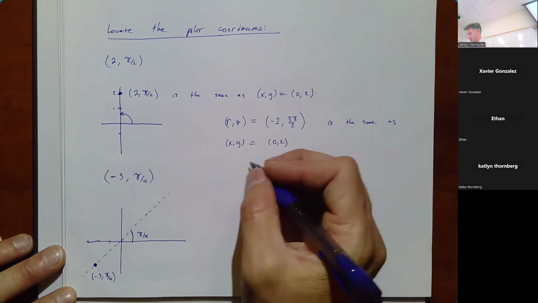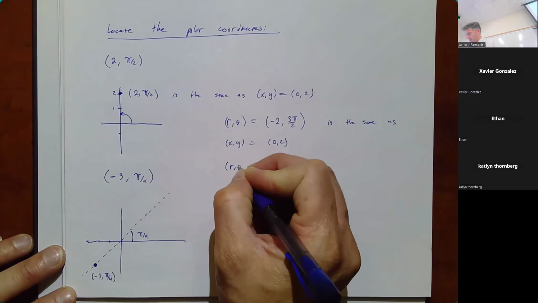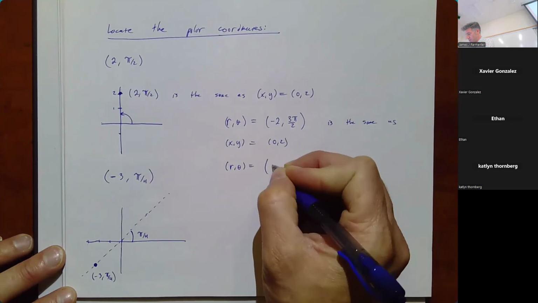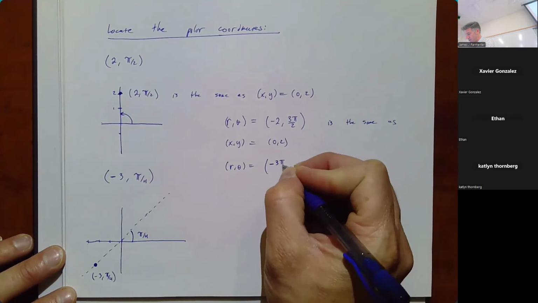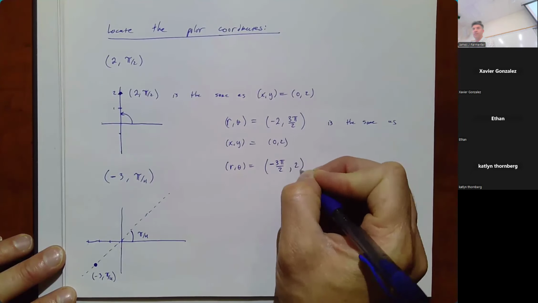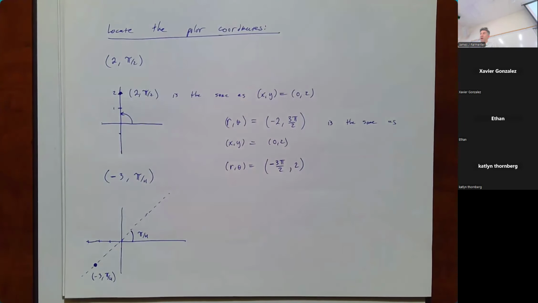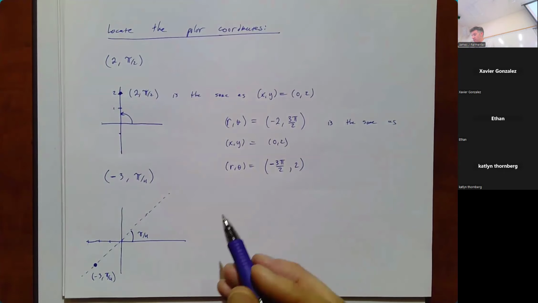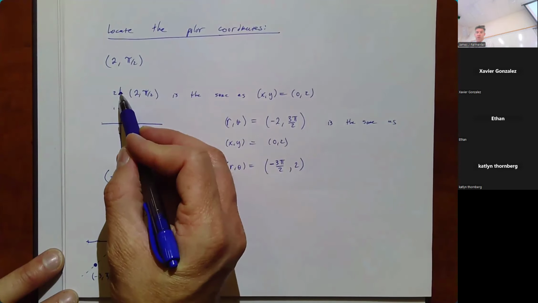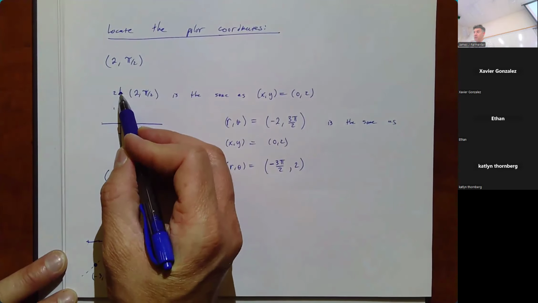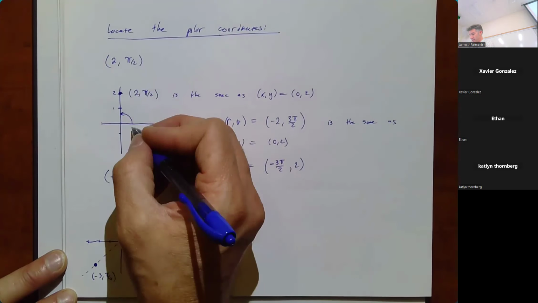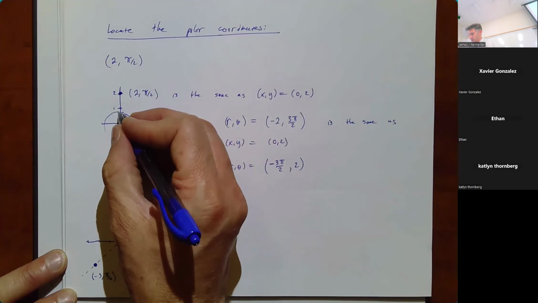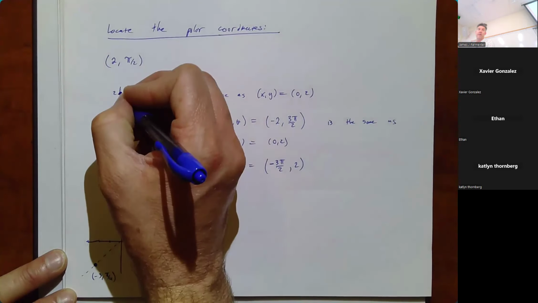Similarly, here's another one. r comma theta equal to negative 3 pi over 2 comma 2. Since there's lots of ways of describing the same angle, by either adding a full revolution or subtracting a full revolution, you can describe this point here in polar coordinates many different ways. So this angle here is negative 3 pi over 2, and I'm just going to go 2 in that direction. Yeah, that's the same point.